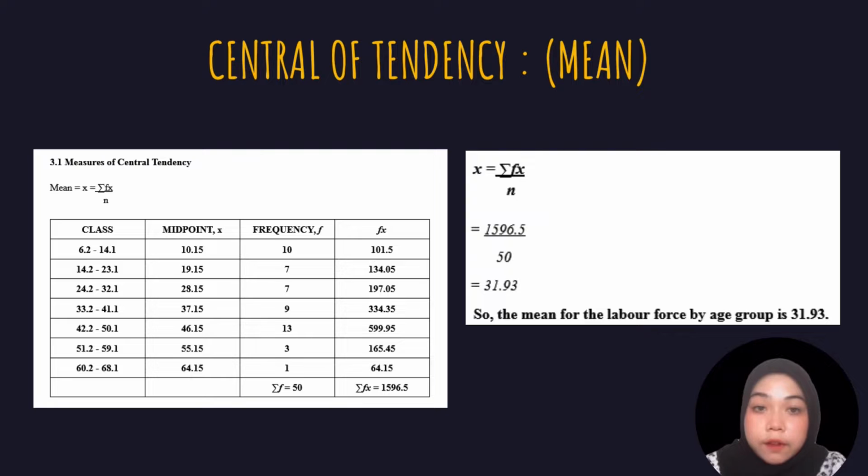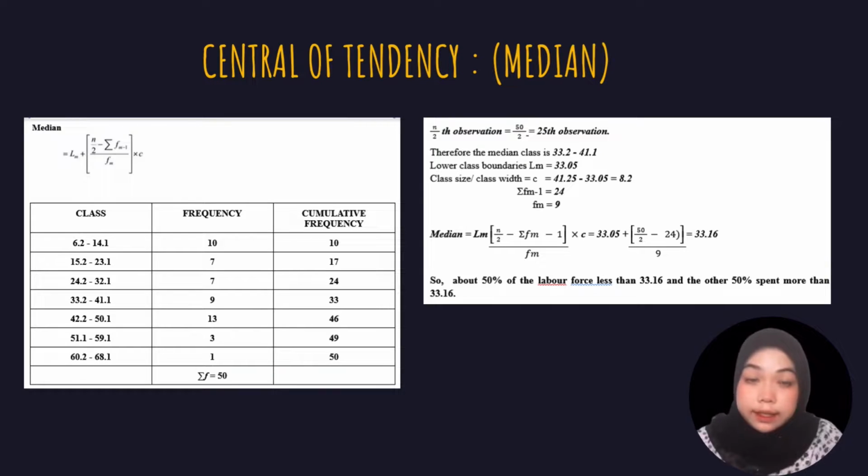The total for fx in my assignment is 1596.5 divided by 50, and the total is 31.93. So the mean for the labor force by age group is 31.93, which is different from the mode.